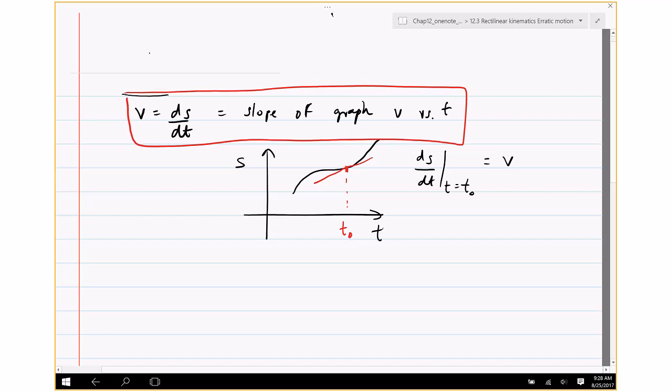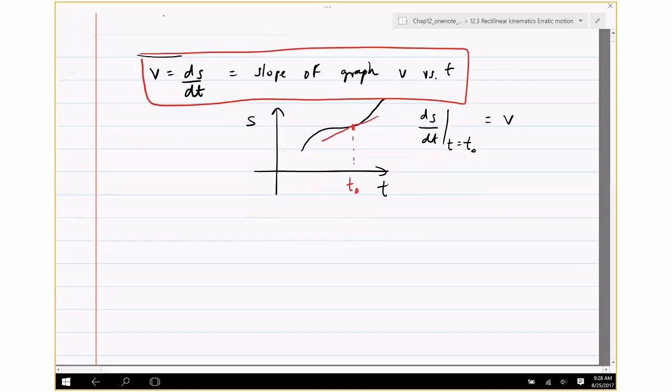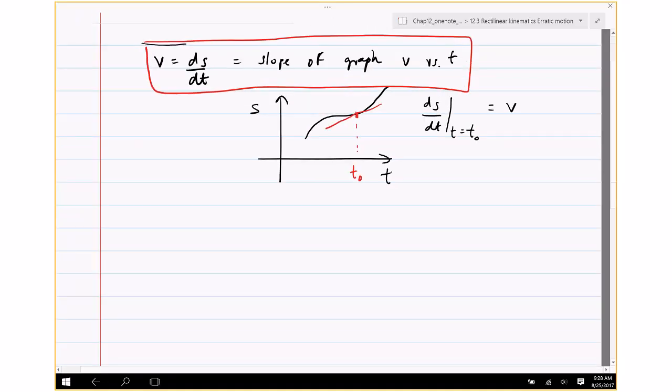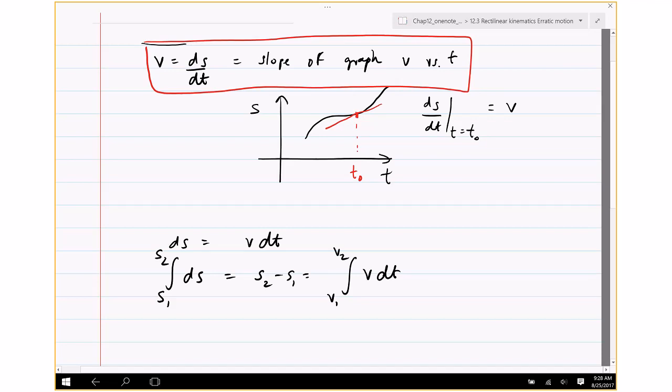Okay, so the final thing is, let me look at this formula in a different way. Let me try to integrate the equation. So ds is v dt. I'm moving dt to the other side and taking the integral. The integral of ds, where s1 and s2 are the limits, gives s2 minus s1 equals the integral of v dt from v1 to v2.